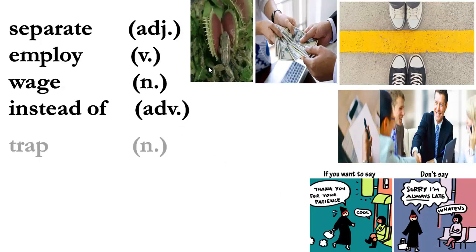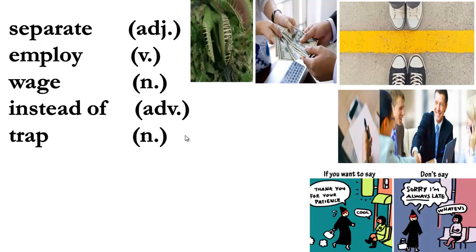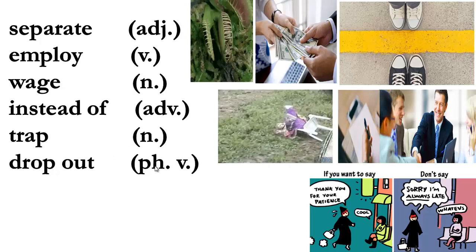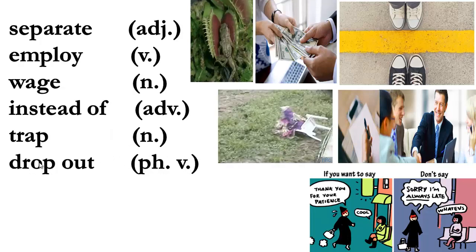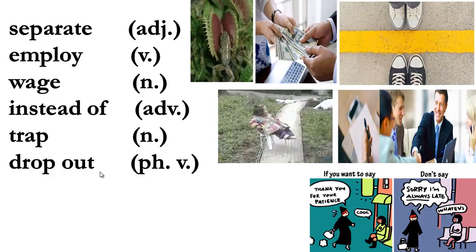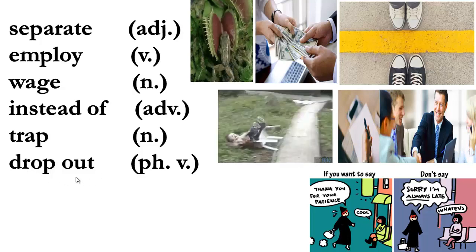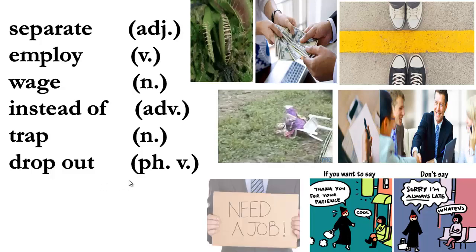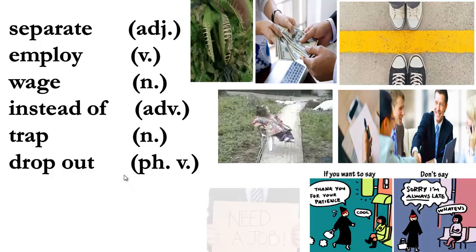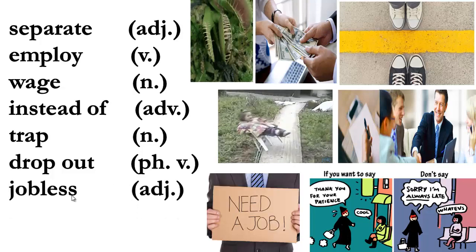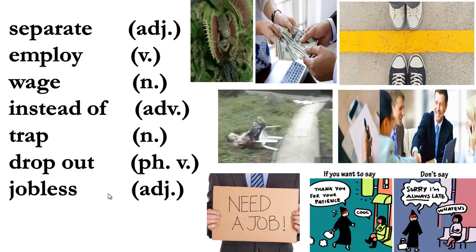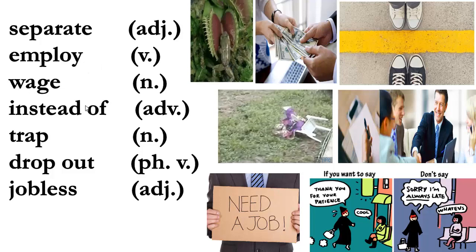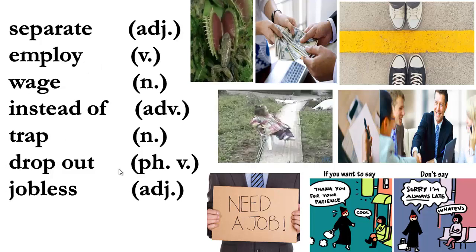What's this? Trap. It is a noun. Drop out. It is a phrasal verb. A phrasal verb means a verb plus preposition. Jobless. It is an adjective. Separate, employ, wage, instead of, trap, drop out, jobless.